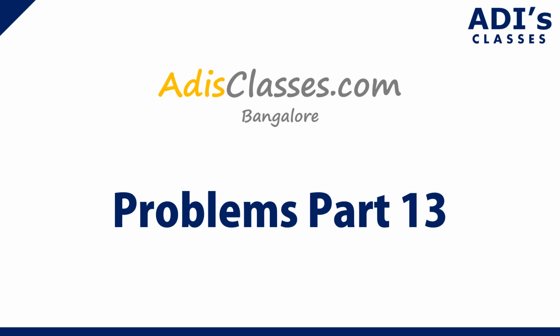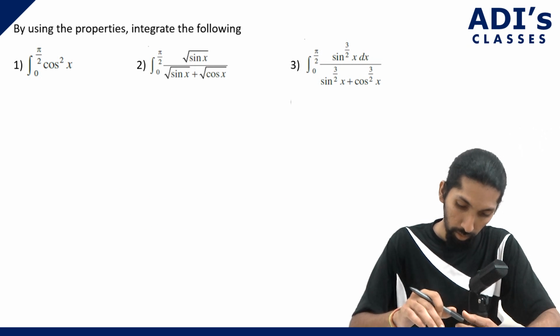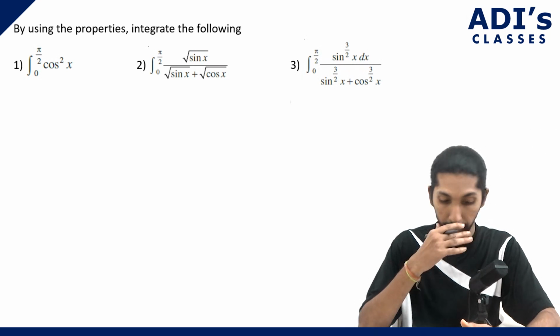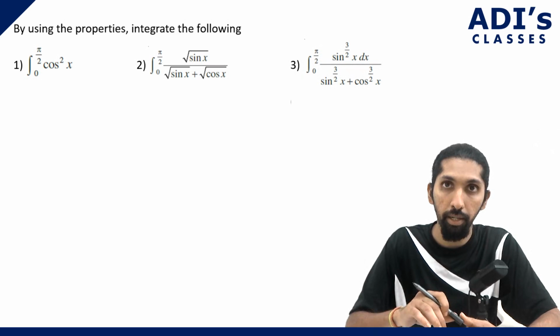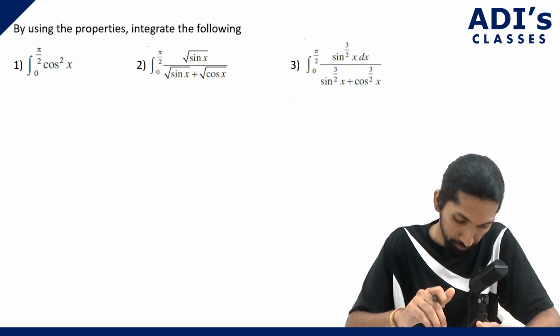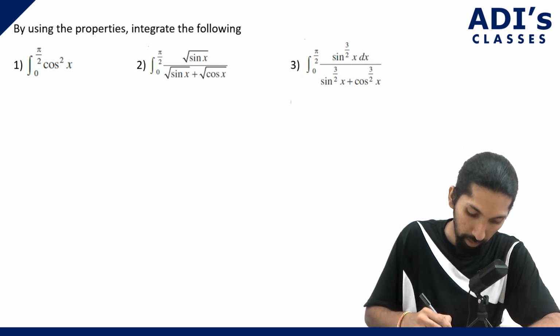Let's start by solving a few problems. Look at the first one. Integral of cos square x from 0 to pi by 2. Alright, so when you have 0 to pi by 2, we'll use one of the properties. The question, the heading clearly says using properties, right? So first, let's call this I.